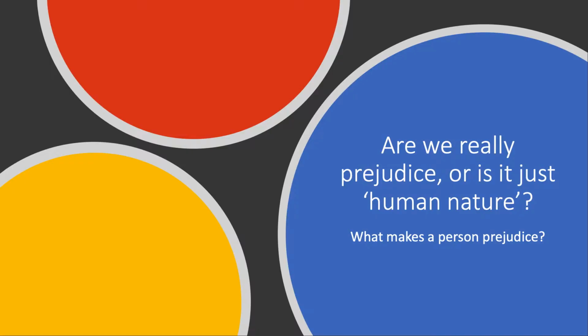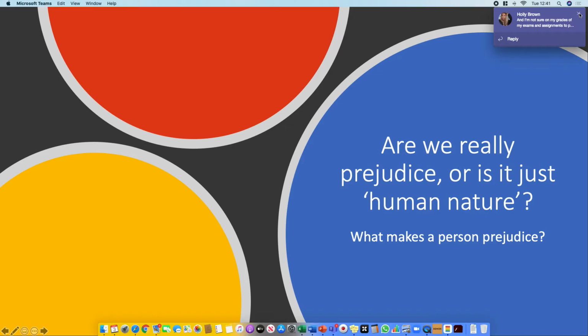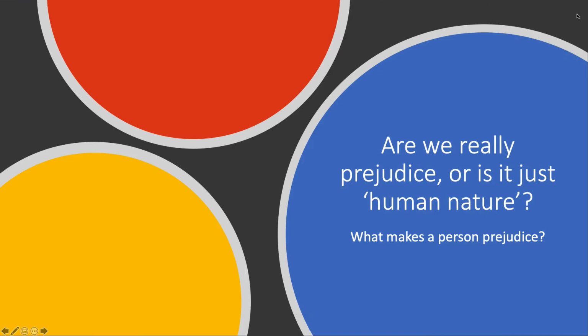Okay, so we now come to the part of the lesson where we're going to be talking about what makes a person prejudiced. So are we really born prejudiced, or is it just human nature? So is it nature or nurture? So do you think people are born with prejudicial views, or do you think it's something that we learn from society and we learn as we grow? Now, there's a few theories that have been suggested to offer an insight into this.